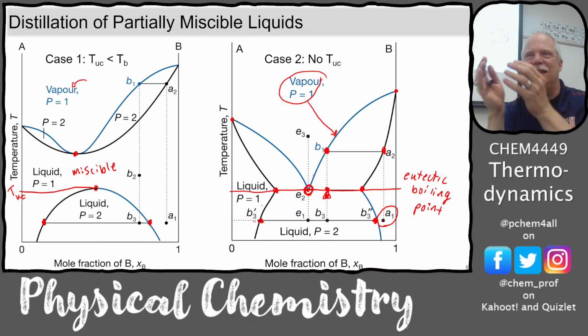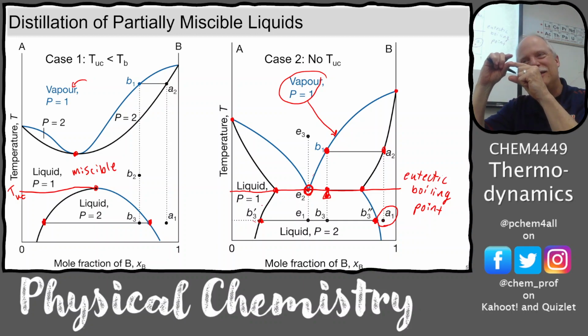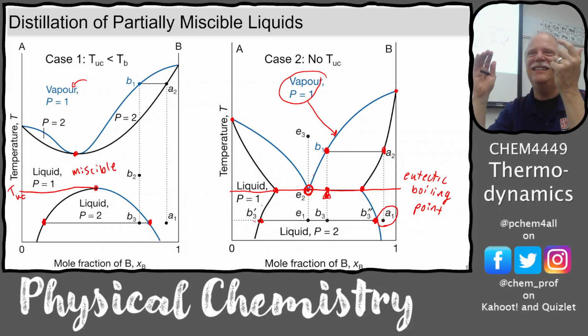I had a homogeneous solution. I distill this, and I look in my collection flask, and I've got two layers. And one of those layers is rich in A, but it's not pure A, and the other layer is rich in B, but it's actually less pure B. So it's wrecked. The whole thing is wrecked. And so, distilling these partially miscible solutions can really be a mess.